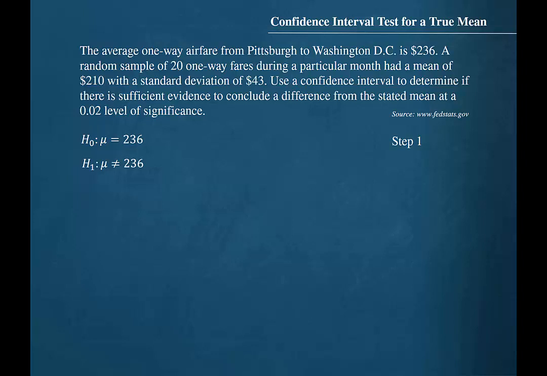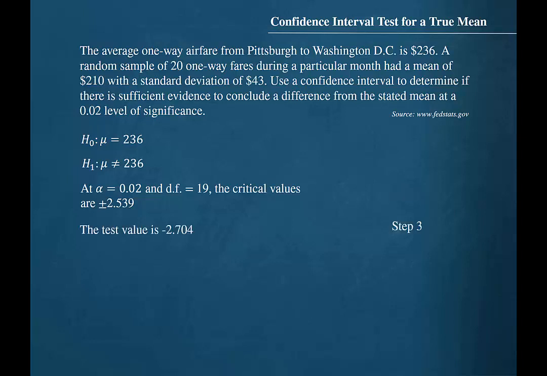Step 1 would be to identify our hypotheses. Since we are asked to determine if a difference exists, this will be a two-tailed test. So the null hypothesis will be mu equal to 236, and the alternative hypothesis will be mu not equal to 236. Step 2 is to identify the critical values, which in this case will be plus or minus 2.539 since this is a two-tailed test.